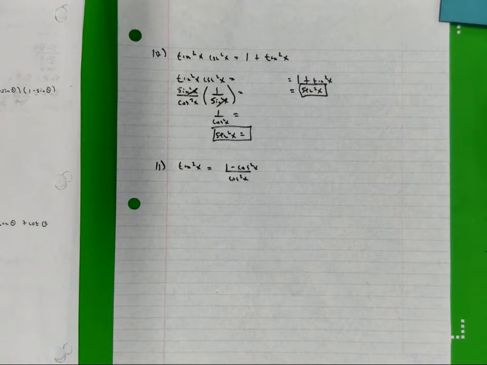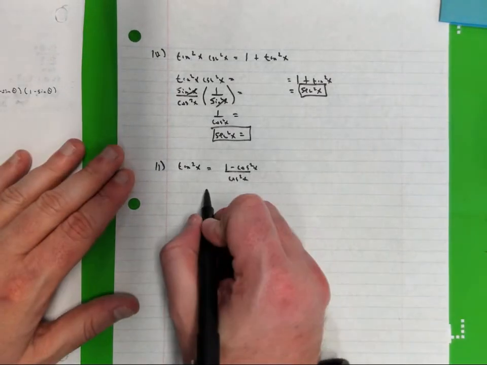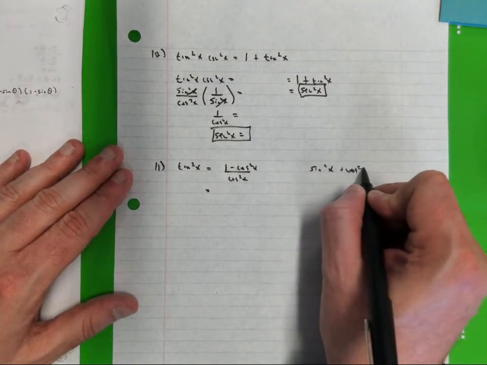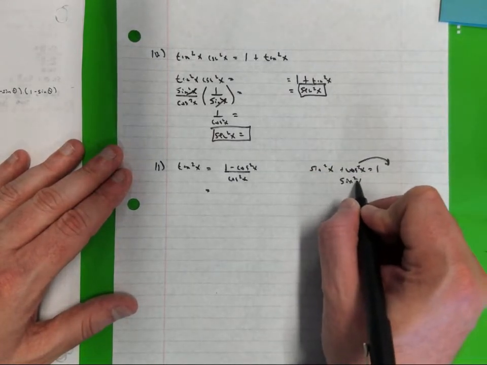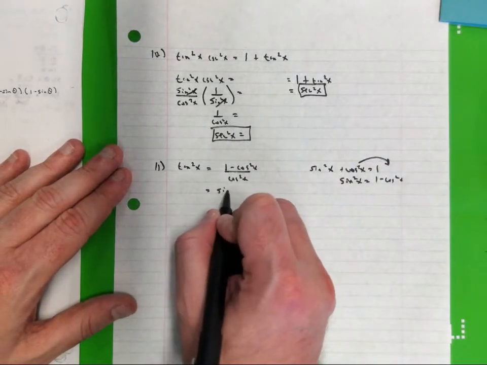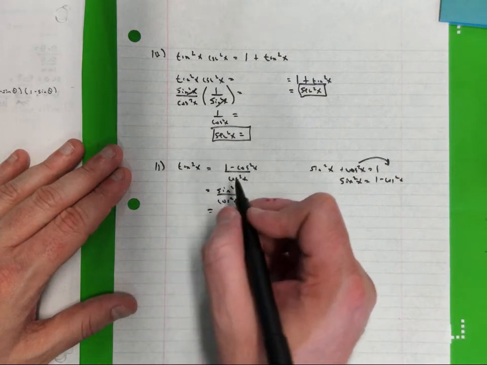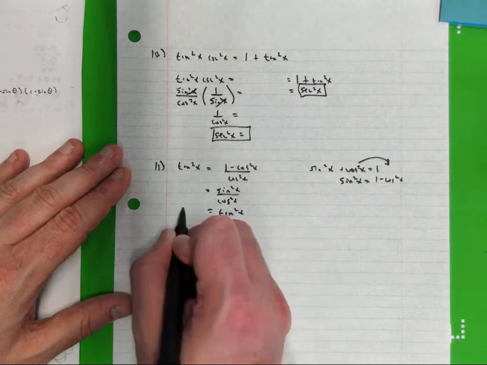Okay, number 11. I have to make a choice here, guys, on whether to start on the left or right. What is screaming to me is a Pythagorean identity, 1 minus cosine squared. So I'm going to start with the right, because I know that sine squared x plus cosine squared x equals 1. I can move this over here and I get sine squared x equals 1 minus cosine squared x. Well, I can sub that in, sine squared x over cosine squared x, where the definition of tangent is sine over cosine. So therefore, I've just proved that is true.